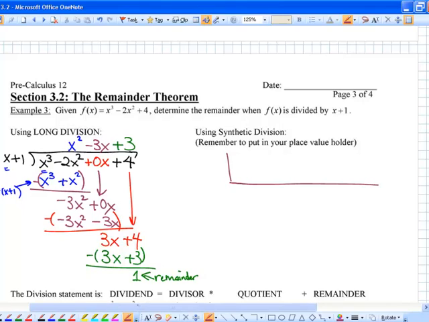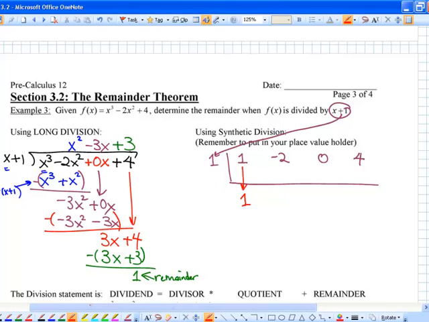We're going to copy the coefficients of our dividend. So the coefficient in front of the x cubed term is just 1, negative 2. Oops, don't forget the place value holder, and then the 4. We're going to just copy the number outside of the x plus 1 here, which is just the 1. Our goal here is now to bring down the first number, so that's 1. And now we start that process of multiplication and subtraction.